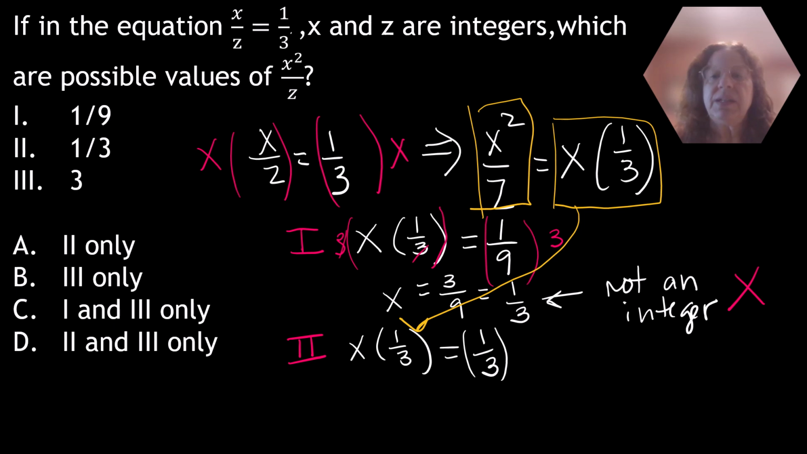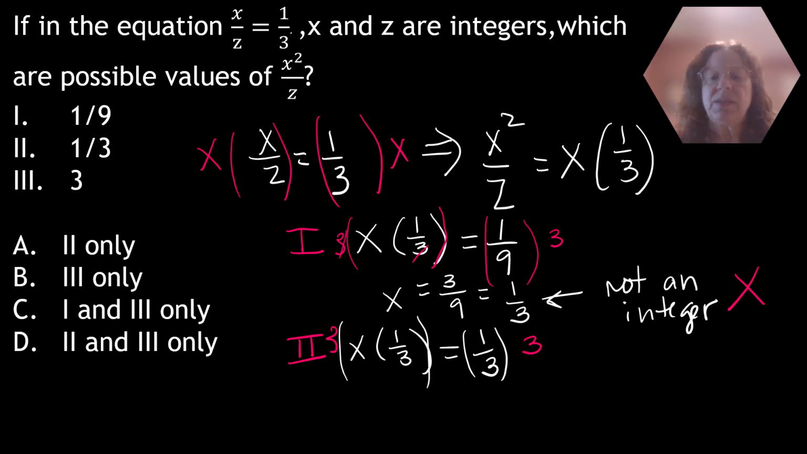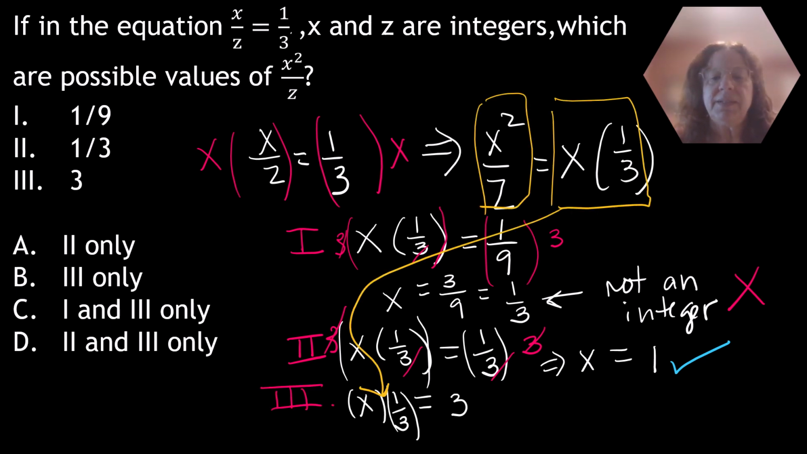We do the same thing. x squared over z is the same as x times 1/3, so we substitute that in. And let's see if that can ever be equal to 1/3, where x has to be an integer. So multiply both sides by 3, and we get x equals 1, and that's an integer, so that's a possibility.